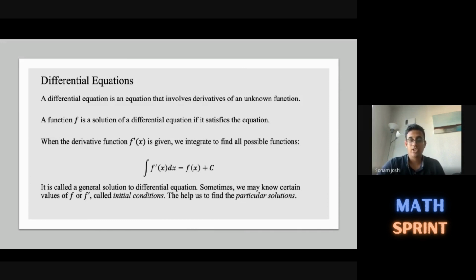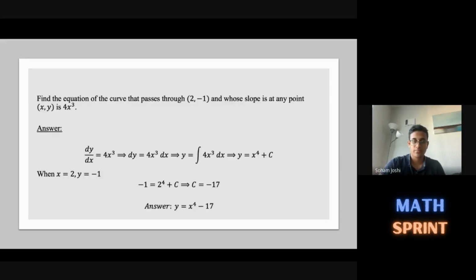When the derivative function f dash of x is given, we integrate to find all the possible functions, such that the integral of f dash of x with respect to x gives f of x plus c. It's called a general solution to a differential equation. Sometimes we may know certain values of f or f dash, called initial conditions. They help us to find the particular solutions, which are the specific possible functions f of x. So let's do an example.